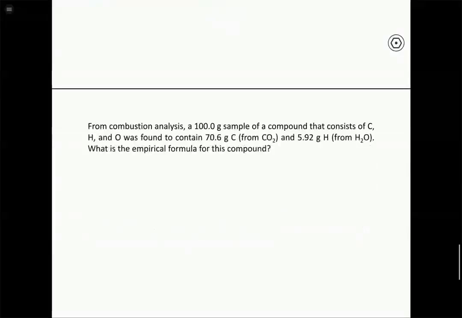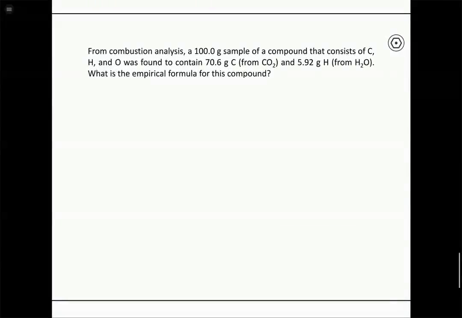Alright, and then a related concept is combustion analysis. So here is another type of problem where we're going to be finding empirical formula, but again in this case we're going to first have to extract the masses of each element. In the previous problem I gave you directly the mass of chlorine and the mass of carbon, but here we're not given those masses directly. We have to first find the masses of each element.